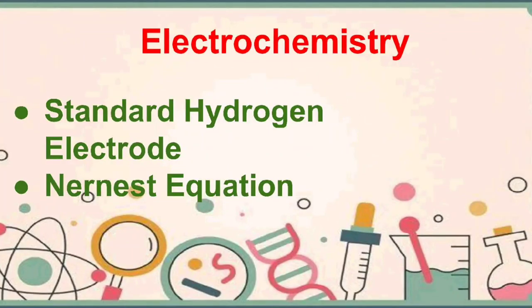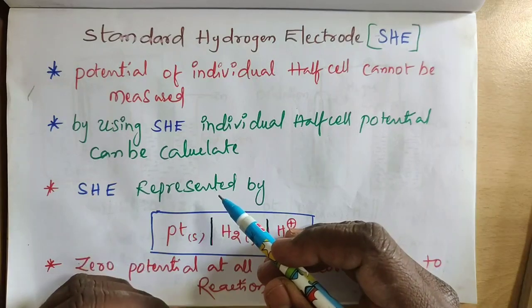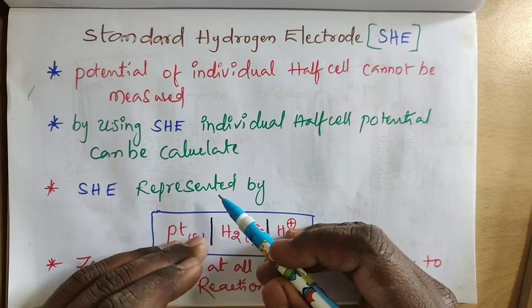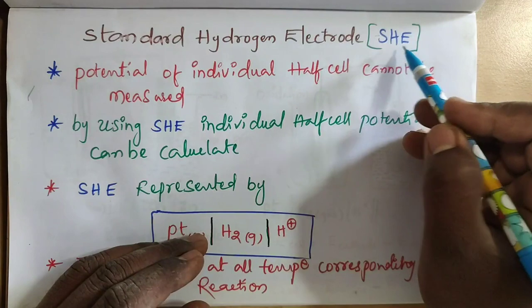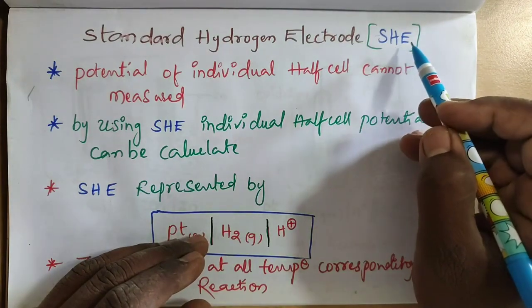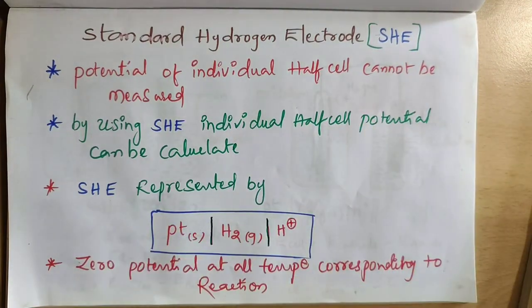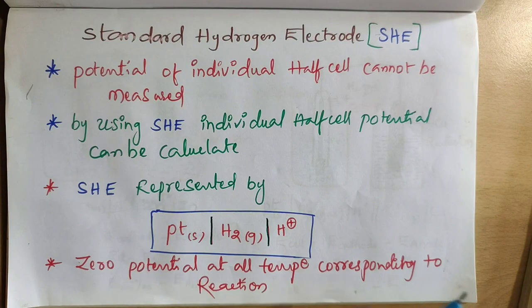Hi students, now the topic is standard hydrogen electrode, SHE, standard hydrogen electrode. Okay, so a galvanic cell or electrochemical cell contains two half cells.